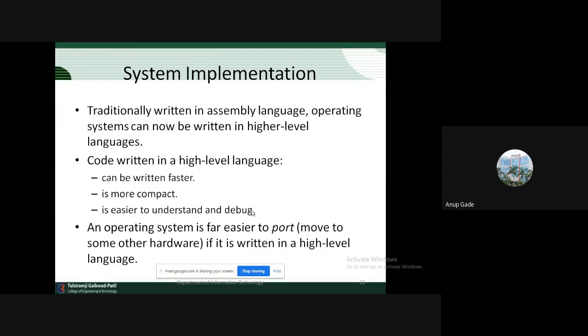Then system implementation. Traditionally, systems are written in assembly language. As I said, the reason behind it is that assembly languages are fast to execute. Sometimes they are a bit difficult to code, but they are faster, they are compact, and they are easier to understand and debug for technically sound personalities. An operating system is far easier to port to some other hardware if it is written in a high level language. That's why high level languages are nowadays preferred.